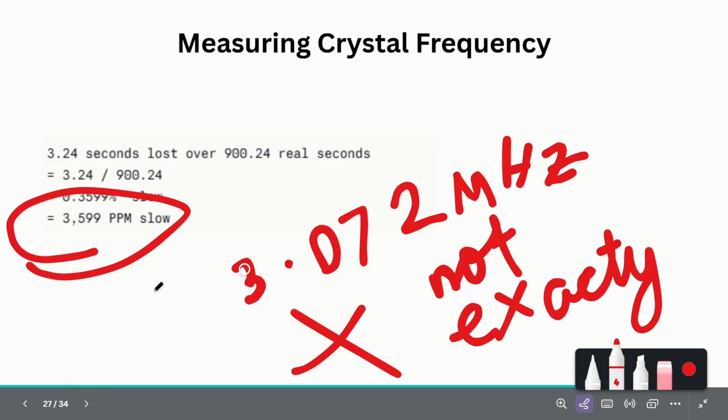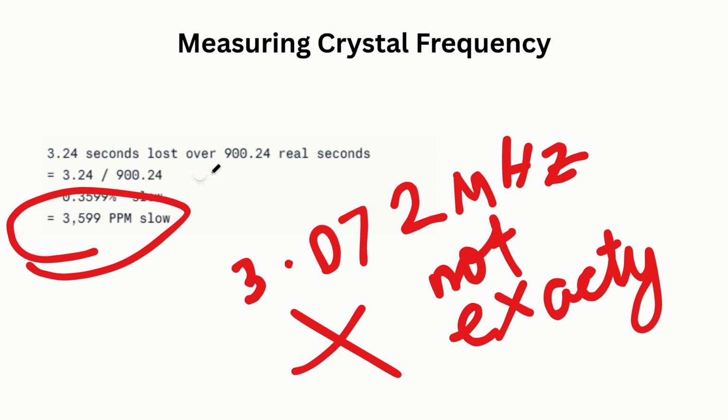So this is the important part of the code. This is measuring our crystal frequency. In our crystal, what happened was we lost 3.24 seconds over 900 seconds. I will show you that in the next video.